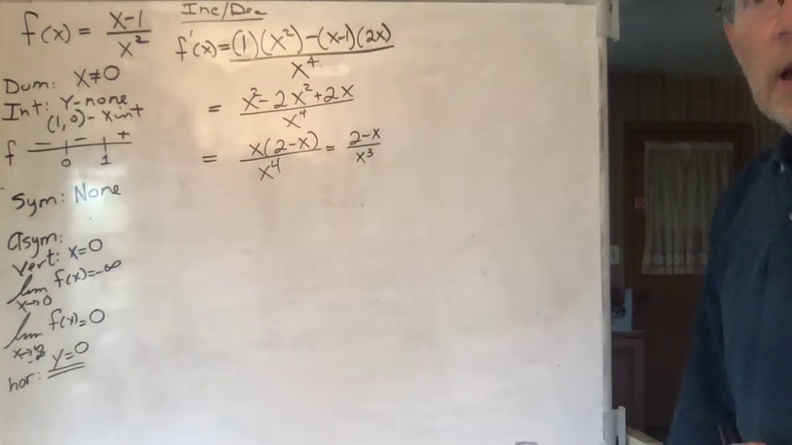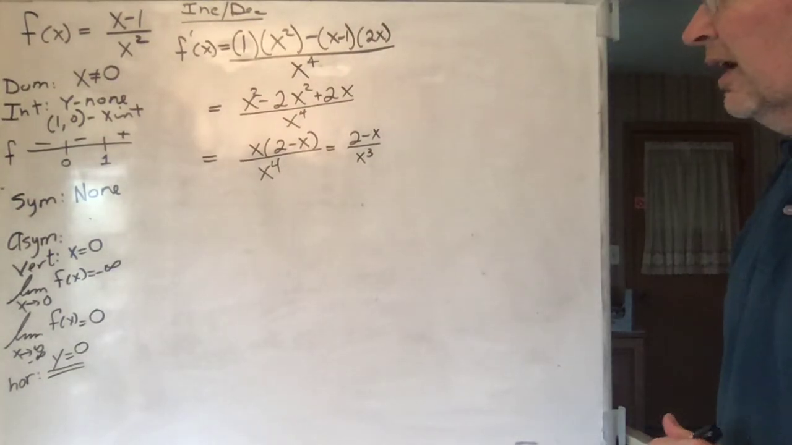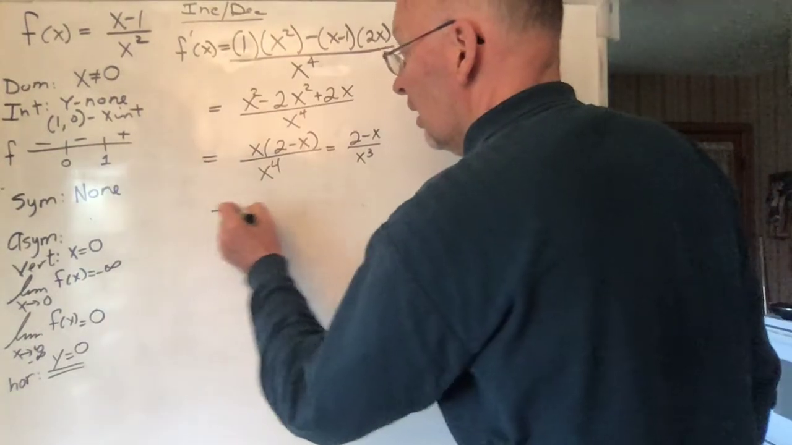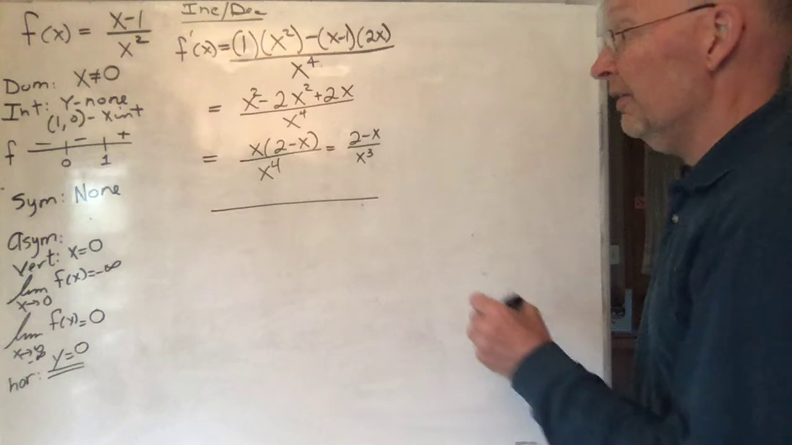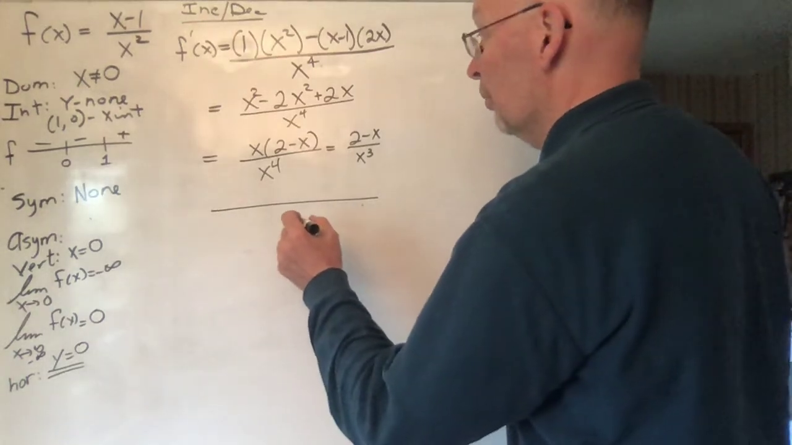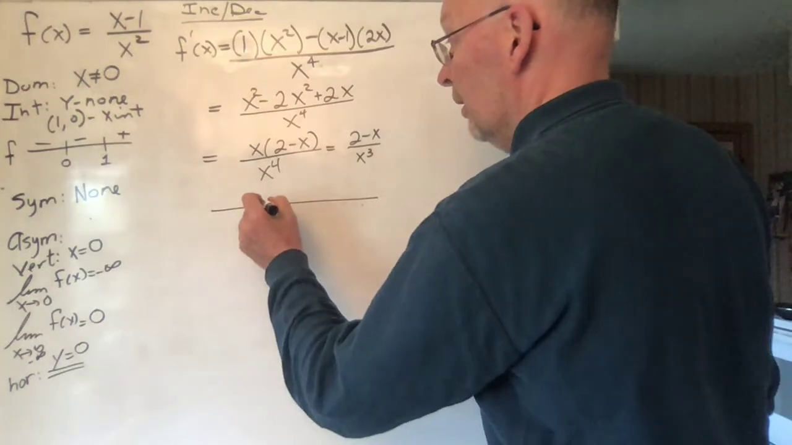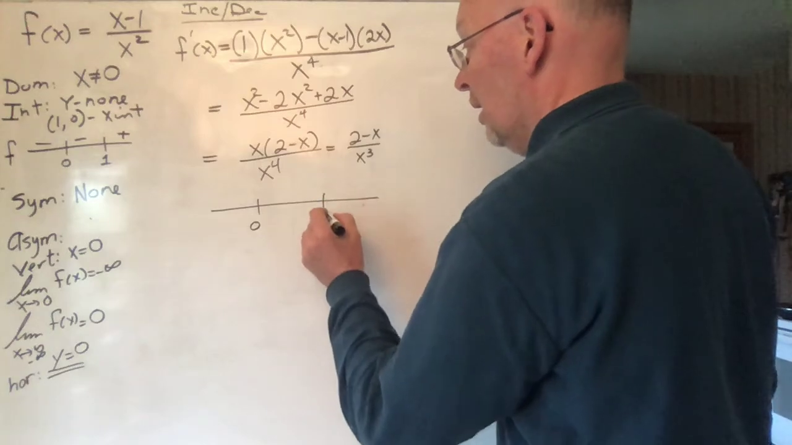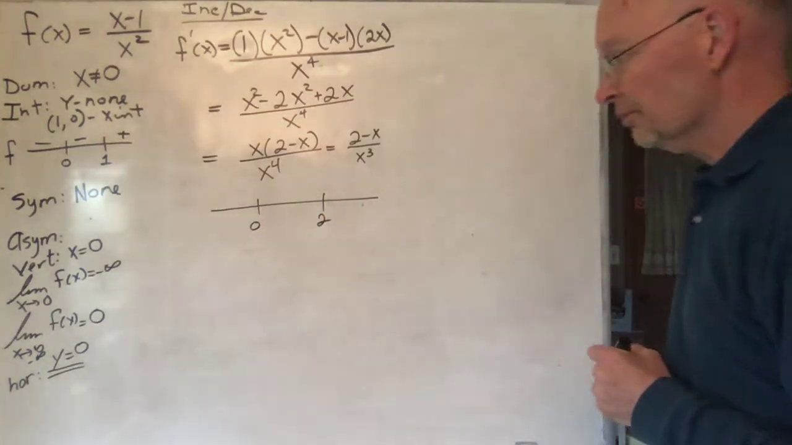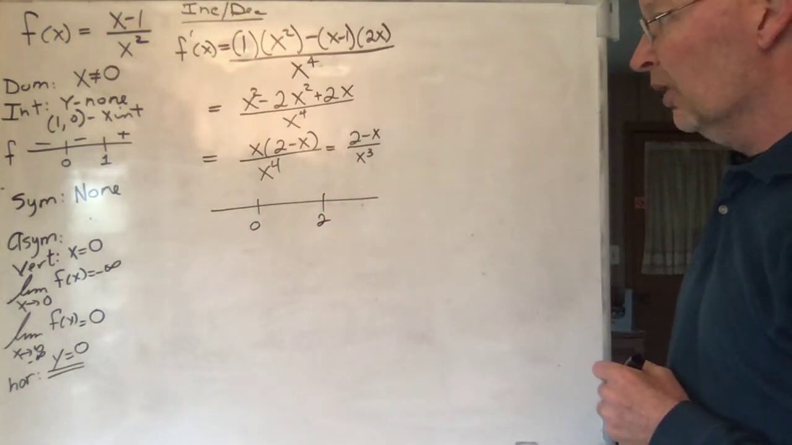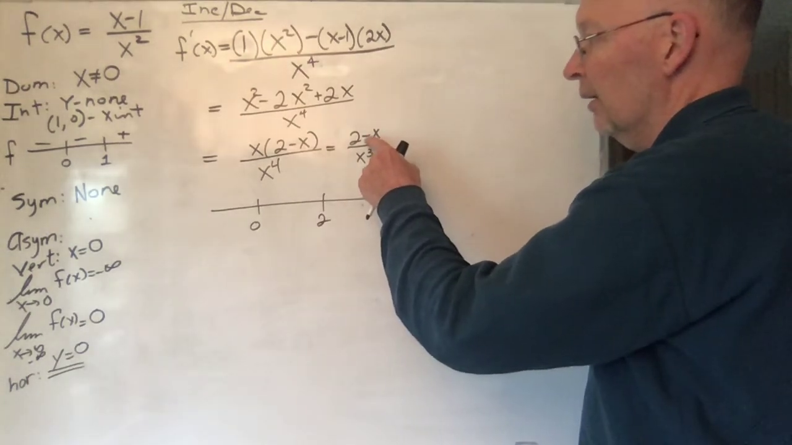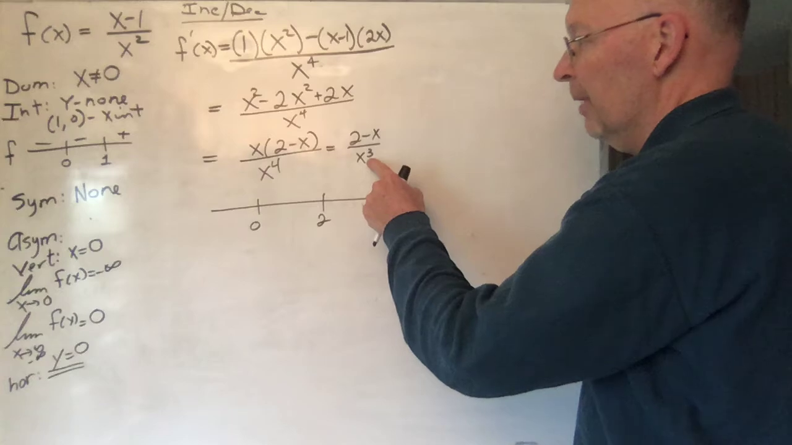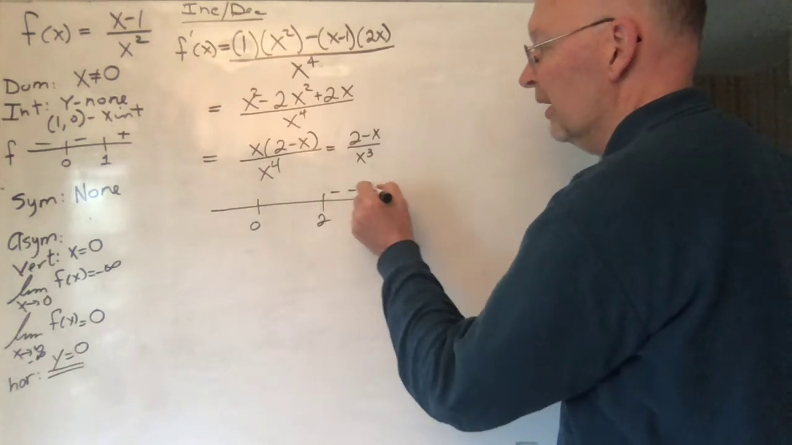Plug in the computer. And now with that, we can check to see where this thing is positive and negative. And so we'll put in 0 here and a 2 right there. And when x is bigger than 2, we're going to have negative on top and positive on the bottom, so the whole thing will be negative.